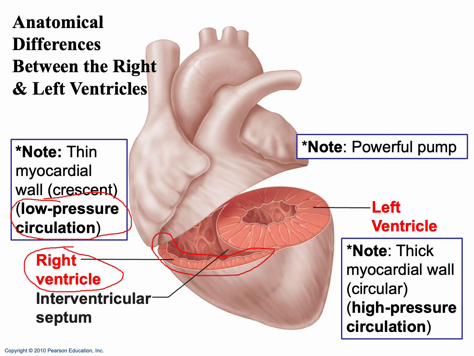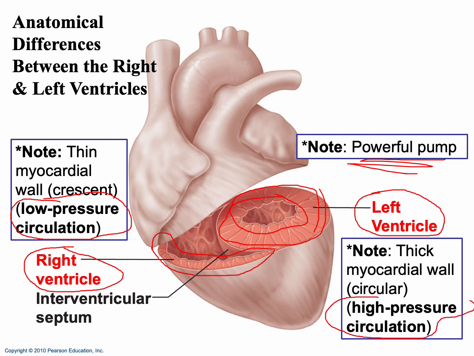In contrast to the left ventricle, very, very powerful pump. You can see the myocardium of the left ventricle is very, very thick. And this is important to pump that blood out of the left ventricle to the aorta, and that blood has to be pumped throughout the body. So we're looking at very high blood pressure, high pressure circulation.